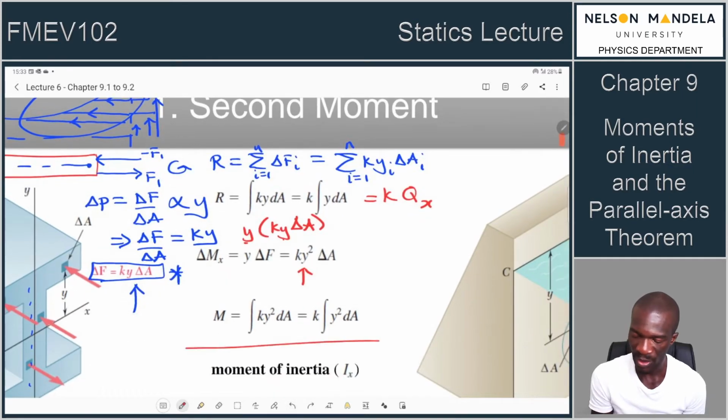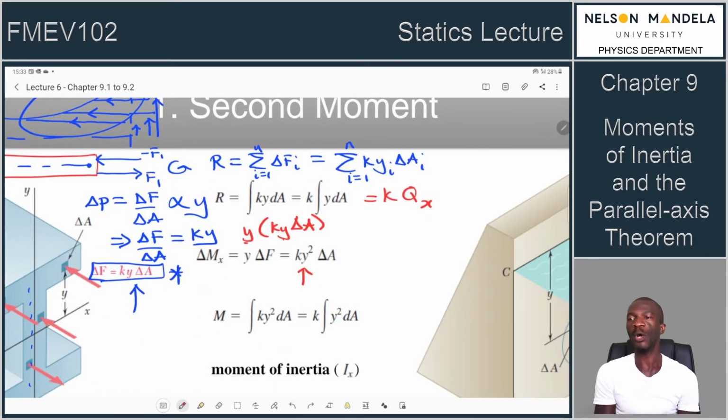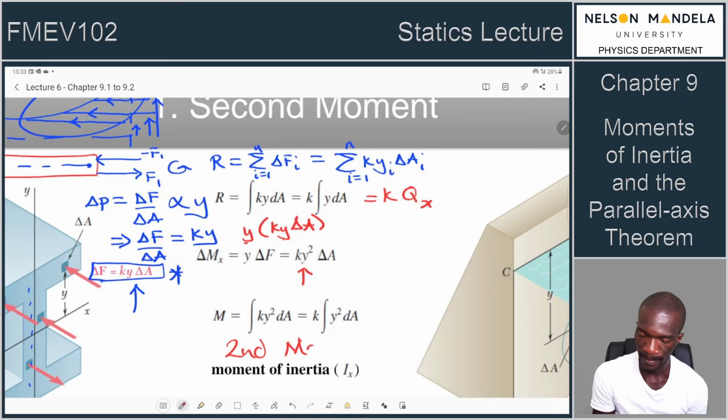This is clearer when we now find the total moment, which is capital M, an integral of ky squared dA, and it's k multiplied by the integral of y squared dA. So if we were to write the integral of y times y dA, that is where we are now saying we are integrating the moment of the first moment. Hence the term second moment.